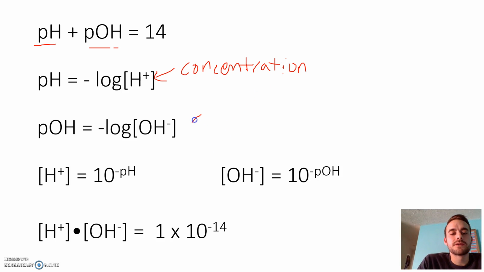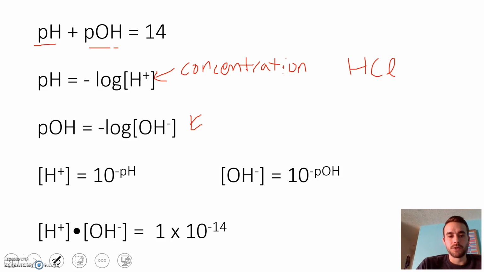The same formula is also true for pOH, and instead you just replace H plus with OH minus. So if you are using an acid, something like HCl, you would use the pH equals negative log of H plus equation. If you're using a base, something like NaOH, you would use the pOH equation.